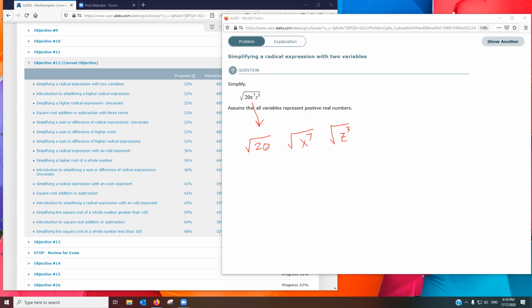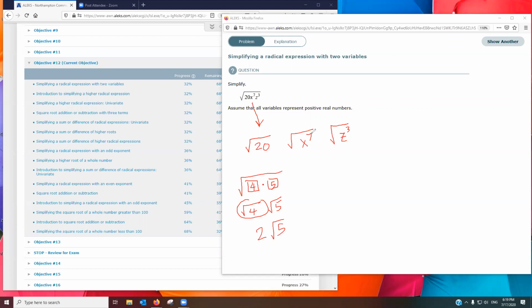All right, well, 20 I know is not a perfect square, but can I rewrite it as a perfect square times another number? Well, yeah, 20 I can write as 4 times 5. Then I break it up into 2 separate square roots, but the square root of 4 is 2, so this is going to be 2 square root of 5.